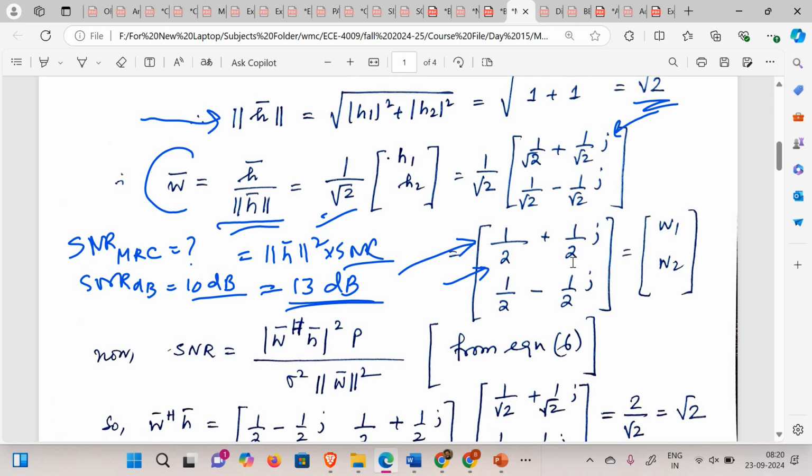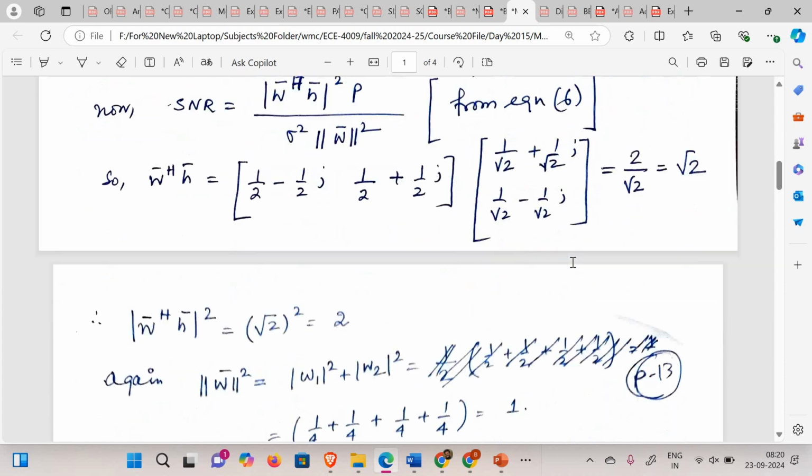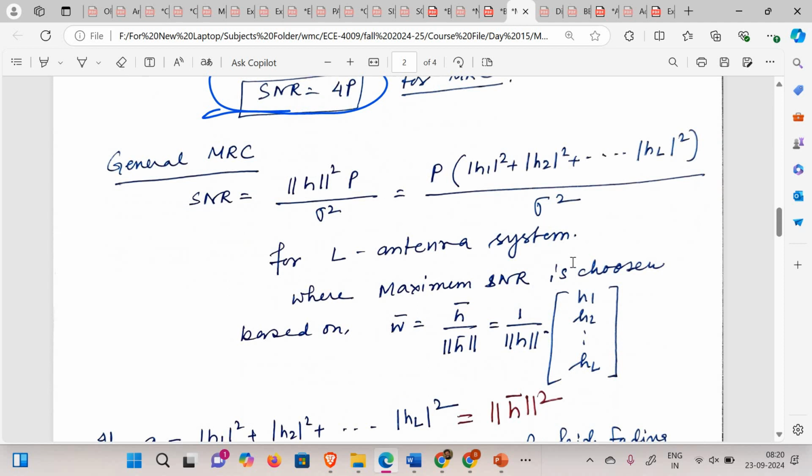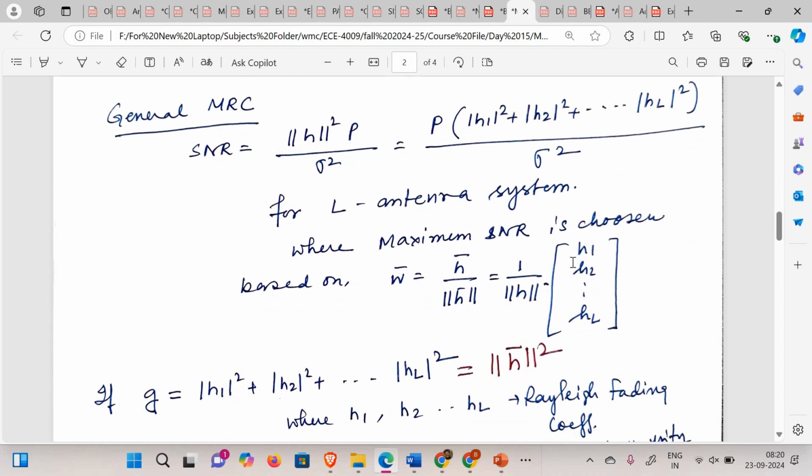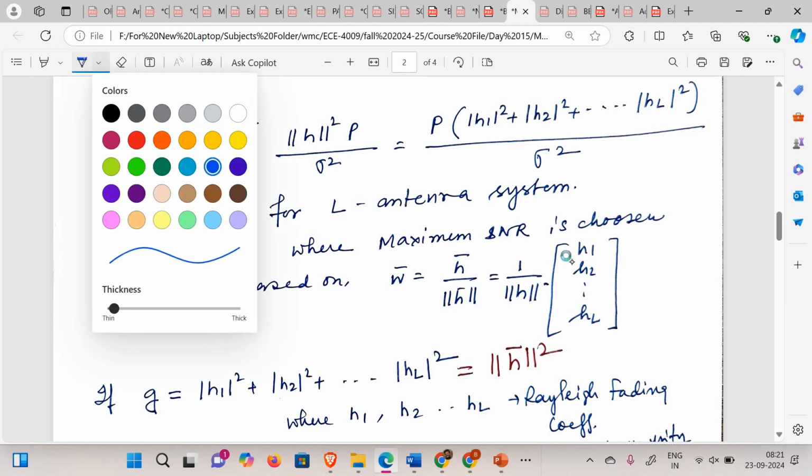Now, keeping that in mind, let us try to prove the generic equation for MRC. Please make a note of this, as it might be useful at a later stage. Here we are looking at the general MRC, where the order of our antennas, the diversity order, is L. You can see over here we have mentioned an L antenna system.